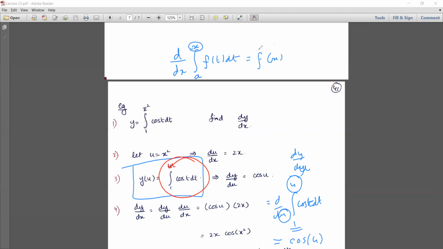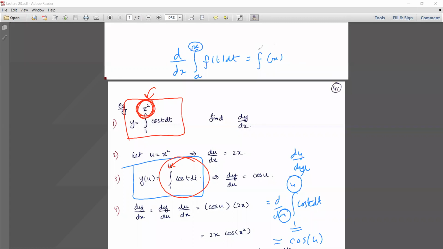Is that clear? Yes, ma'am. The reason we can't do that directly here is because we don't just have x here. We have x squared, and I want to differentiate with respect to x. So I have to further differentiate x squared.